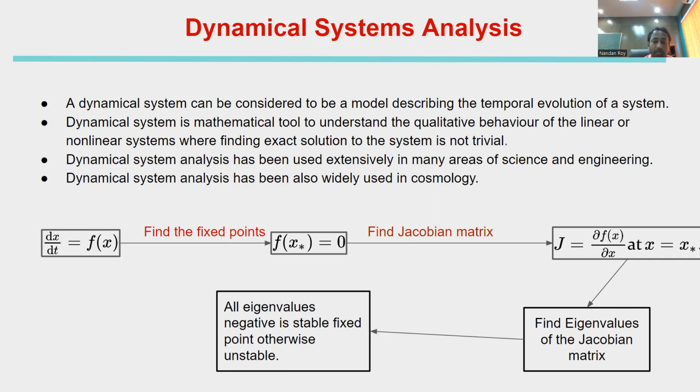Because a fixed point describes the origin or attractor for some particular solution. So this fixed point can work as a beginning and the ultimate fate of the universe. So knowing this for a particular model is very important from the cosmological point of view.